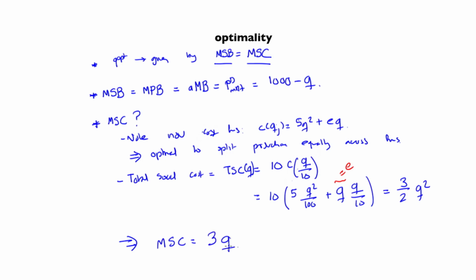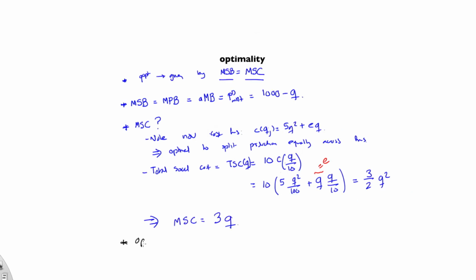What you should learn from this is that if you are not sure how to compute the marginal social cost in the case in which there are externalities in production, what you can do is compute the optimal way of setting up production, set up the total social cost, and take the derivative. So what is the optimal quantity? We have marginal social benefit equals marginal social cost, which implies 1000 minus Q equals 3Q, which implies that Q optimal has to be equal to 250.